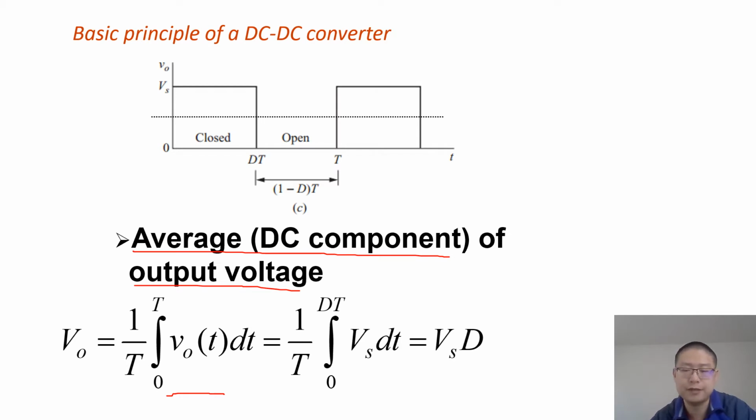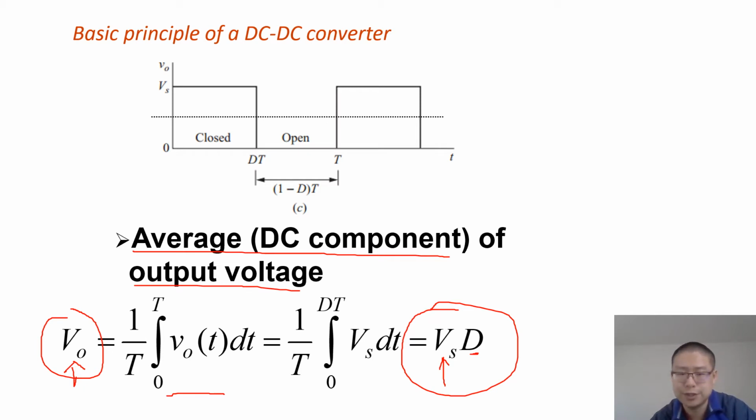After simplifying this integration, we obtain the relationship between output voltage and input voltage. VO is the output voltage, Vs is the input voltage, and D is the duty ratio, which is a value between 0 and 1. So from this equation, we know that the output voltage is smaller than the input voltage.